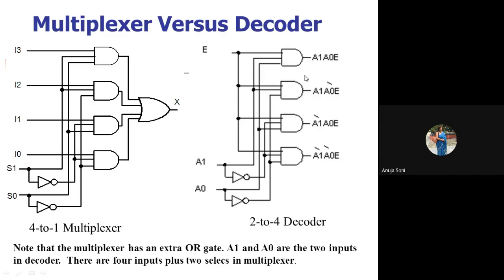And what is the functionality of the decoder? In the case of a decoder, like a 2:4 decoder, we have 2 input values, and it is able to generate 2 raised to power 2, that is, at the most 4 combinations of output values. So we can compare both the diagrams this way. Now I am coming back to the multiplexer.